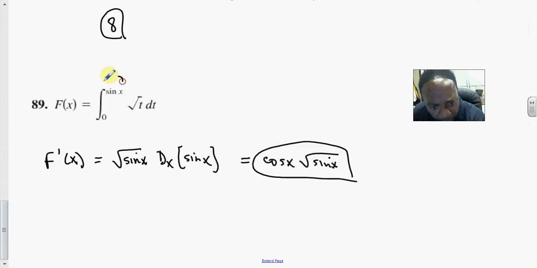And you only do that when that top limit, in dealing with the derivative of the integral, is a function of x, then we have to actually compute its derivative as well. So basically all we've done was to apply the so-called chain rule.